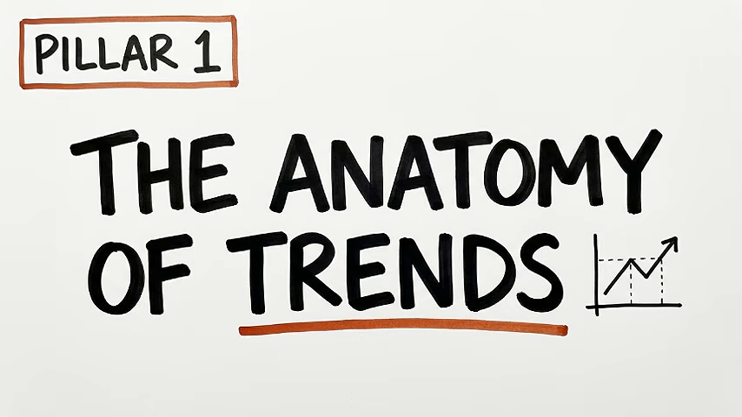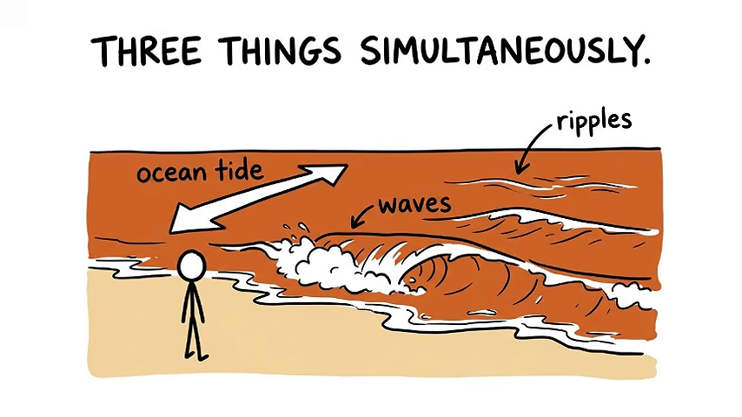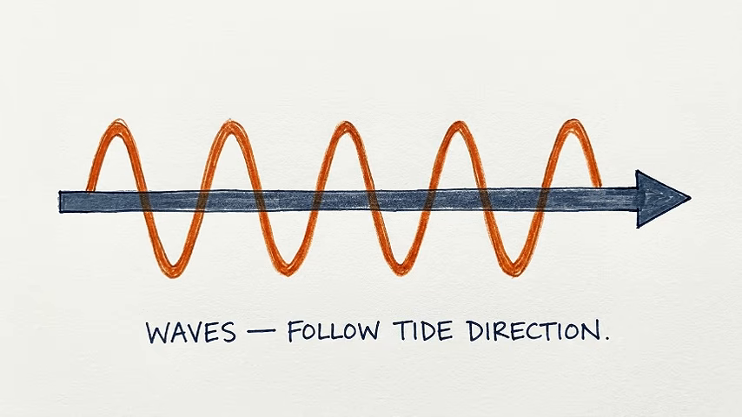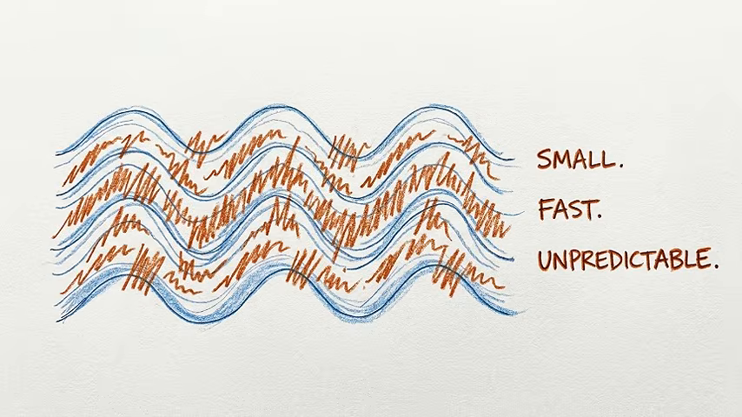Pillar 1. The anatomy of trends, and why almost everyone gets this wrong from the beginning. Imagine you are standing on a beach watching the ocean. You see 3 things happening simultaneously. The tide is slowly coming in. Powerful, directional, hours long. That is the strongest force in the water. On top of the tide, you see waves, rising and falling, but always broadly following the tide's direction. And on top of each wave, you see ripples, small, fast, unpredictable, random looking.